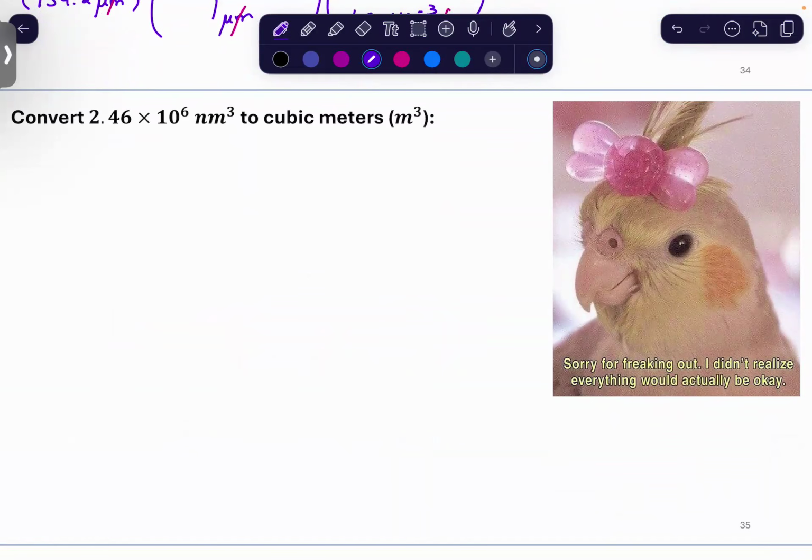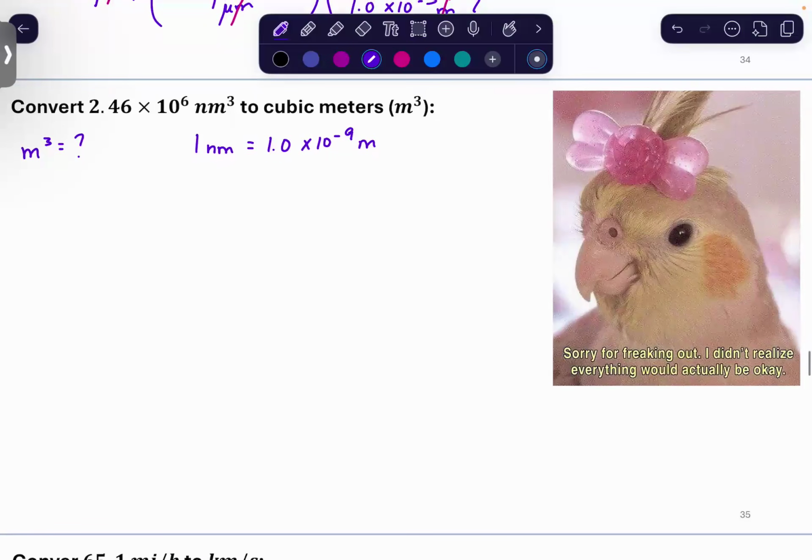So, according to the rubric, what I want to know is there's not really any theorems to write down. But I do have things that I know. So I can say, well, I know that 1 nanometer from my list up there is 1.0 times 10 to the negative ninth meters. But I need a conversion for cubic nanometers to cubic meters. How do I do that? Well, here's how I do it. So what I'm going to do is I'm going to take that conversion factor.